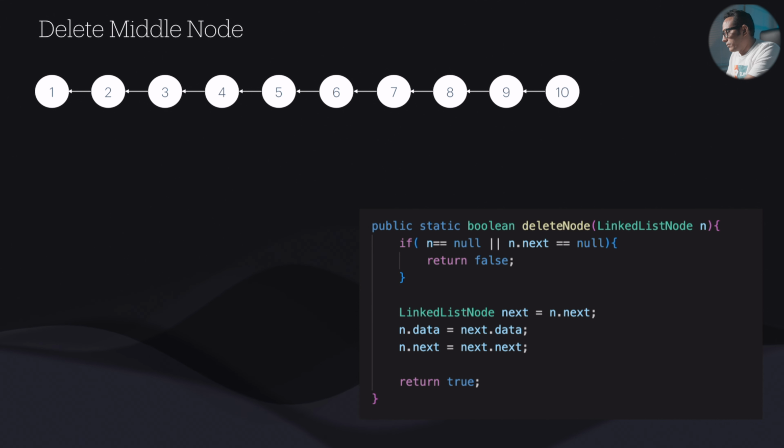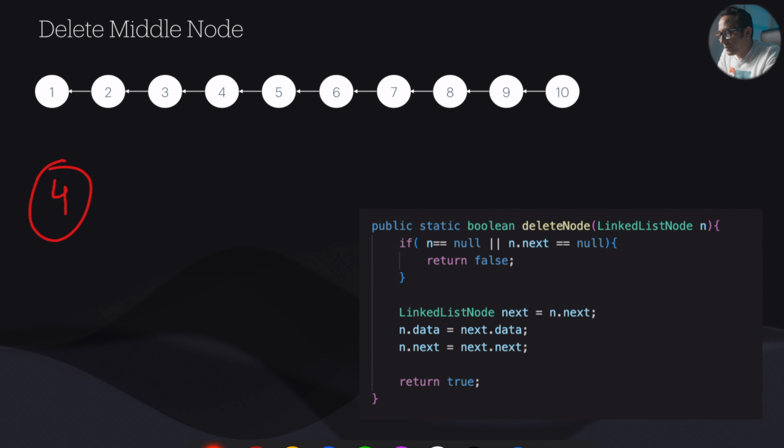It's very simple. We are given a particular node number n. For example, we are given node number 4. How are we going to delete? Same thing: if n is equal to null, or the assumption here is that we are not going to delete the first and last node. We are going to delete only a middle node. So if n.next is equal to null or n is equal to null, then we are not deleting anything, return false. But if it is a middle node, then we'll continue.